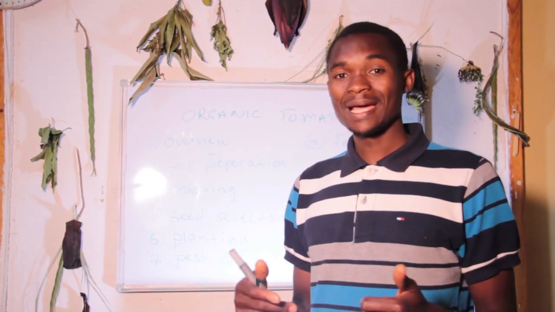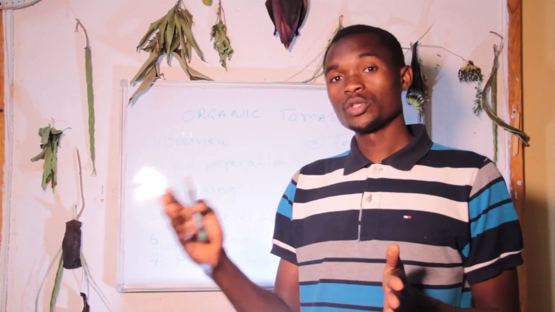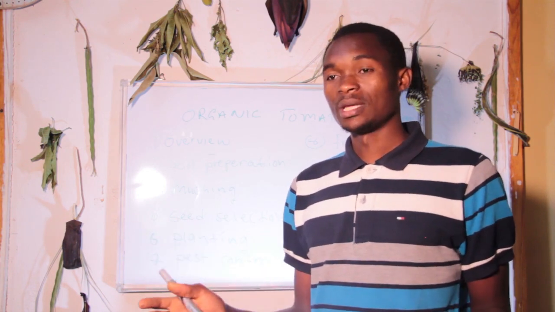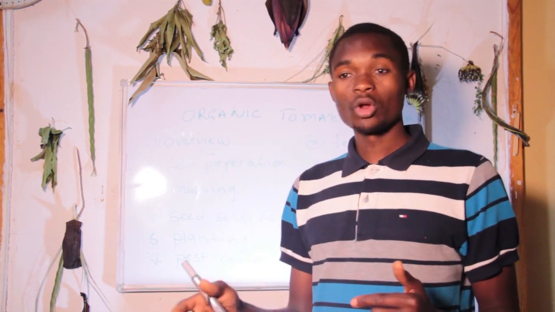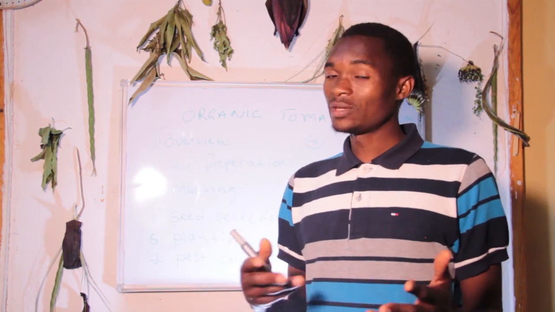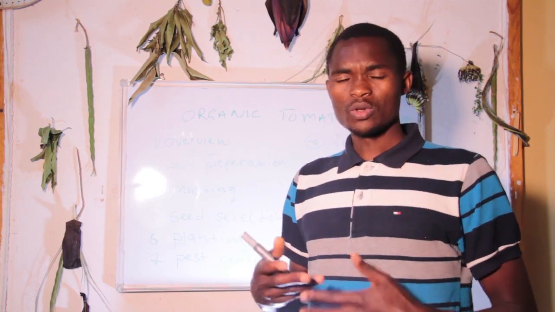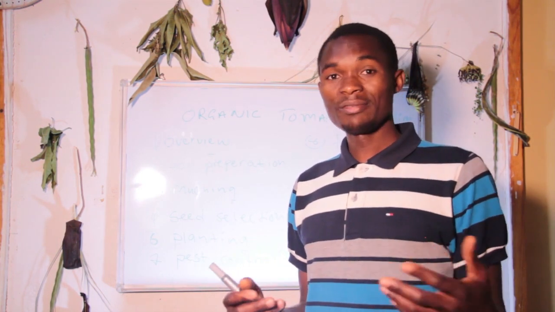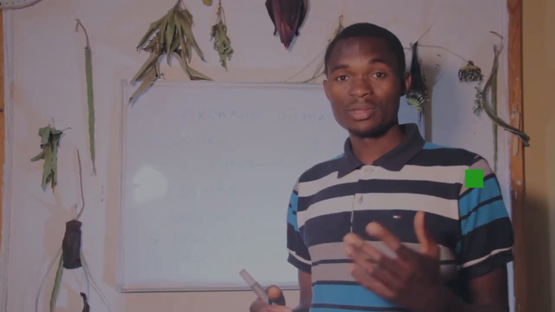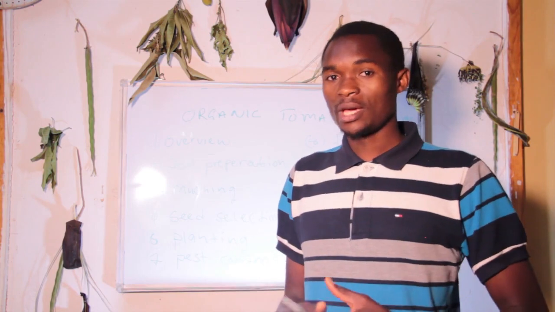There is the determinate and the indeterminate. The determinate is the one which has been genetically modified, and it has been determined when it should come to an end, whether it likes it or not. The indeterminate tomato is the one which just keeps on growing. You prune it, it grows again, until sometimes it is destroyed by yourself or even by a pest. Tomato is capable of producing up to 30 kgs per plant, when you have taken good care of it.